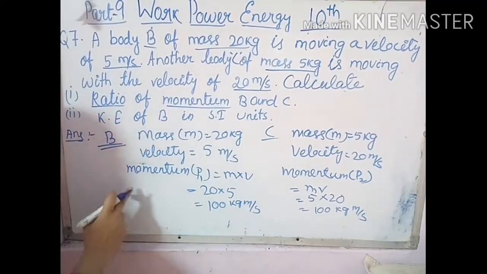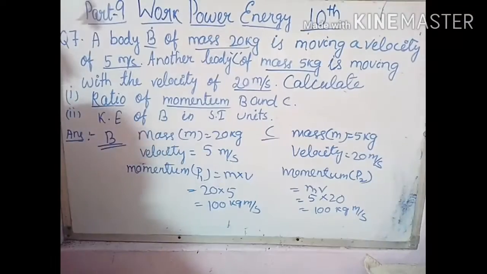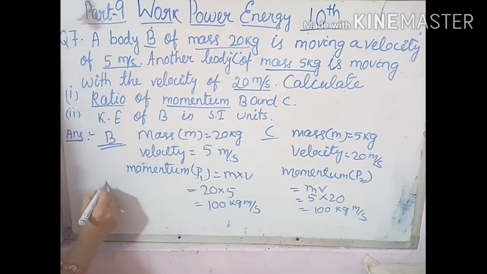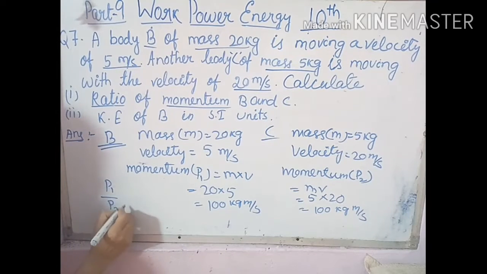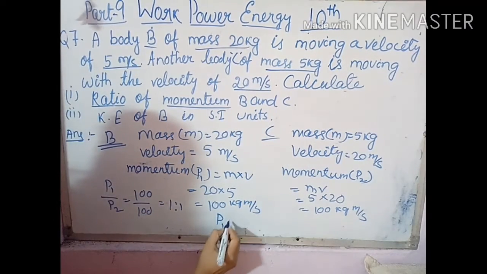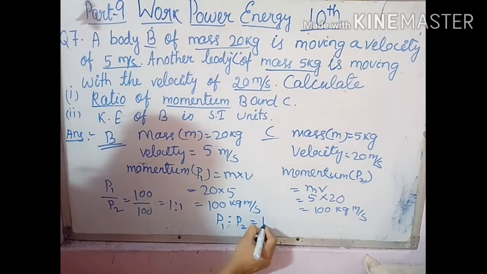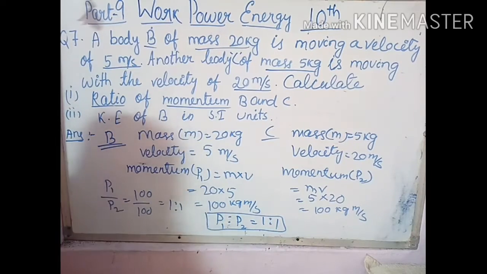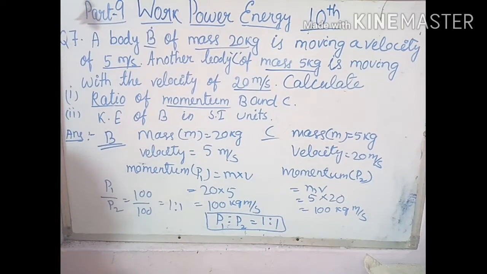Now as it is asking the ratio, you have to find out P1 by P2. So if you are finding P1 by P2, that is 100 by 100. That answer is 1:1, or 1 by 1 means 1:1. So your final answer is P1 is to P2 equal to 1:1. This is your final answer. Understood, children? See properly. Now go to the next question.